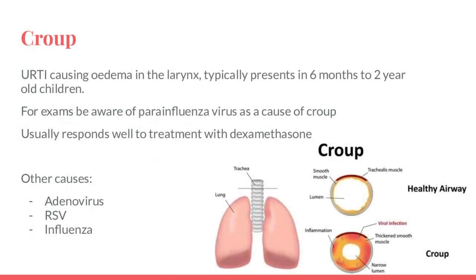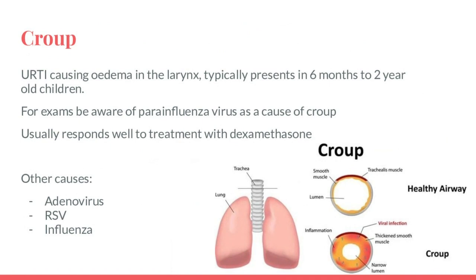So we'll move on, looking at croup. What you need to remember here is this is an upper respiratory tract infection, and it's causing edema in the larynx. And this is typical in your 6-month to 2-year-old children. For your exams, be aware of parainfluenza as the cause of croup. There are, as with everything, multiple causes, but that is the one that they'll ask about a lot.